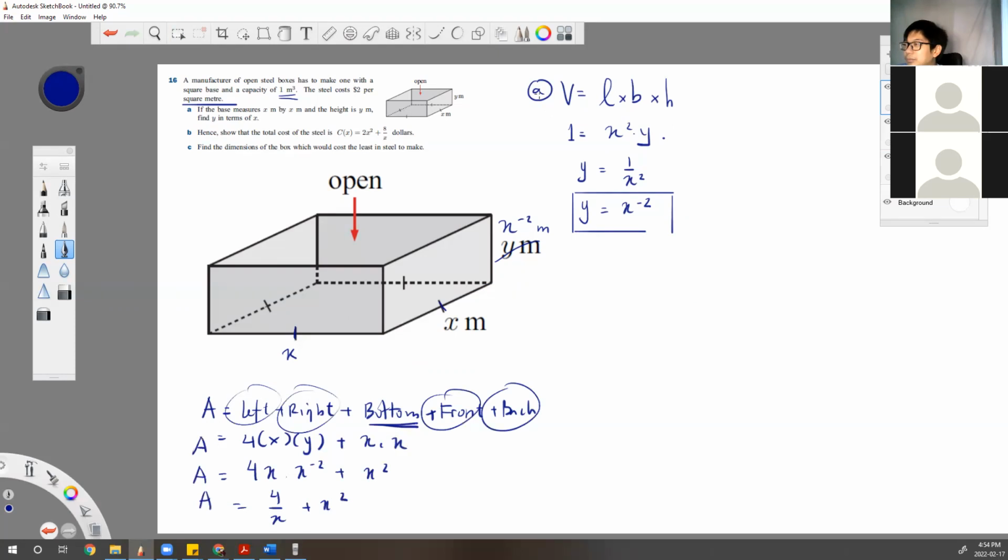When y is equal to 1 over x squared, would it become... wait. Yes. Oh, okay. Never mind. Whoops. Yeah. So this is the in terms.